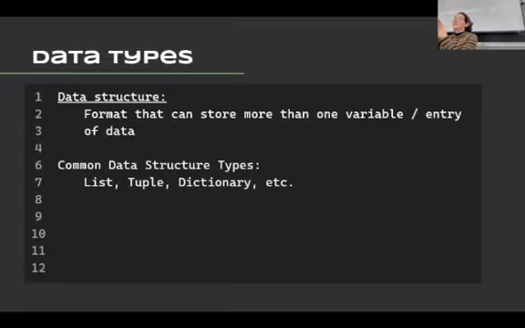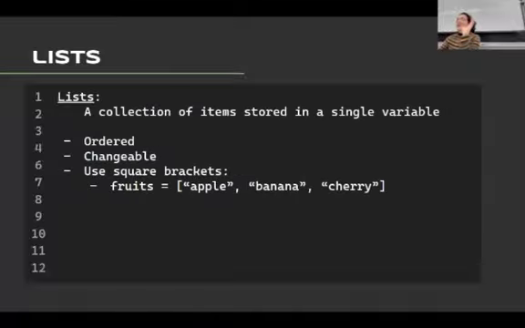There are data types and data structures, and some of them are data types and some of them aren't. It's a little bit confusing, but for the most part, they're the same thing. It's basically a format that can store more than one variable or entry of data. And the common data structure types are lists, tuples, dictionaries, etc. I'm going to go over the first two right now. Lists. This is probably the most common one, and really, really valuable. It's just a collection of items stored in a single variable.